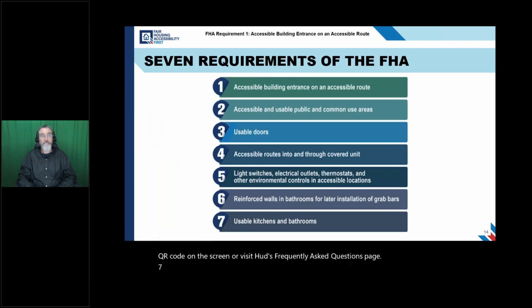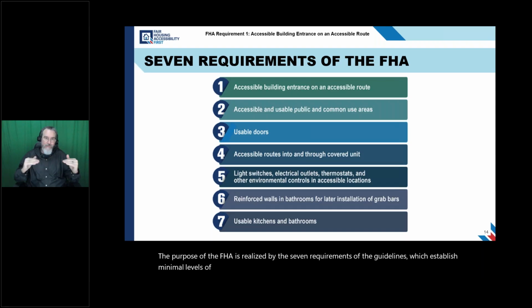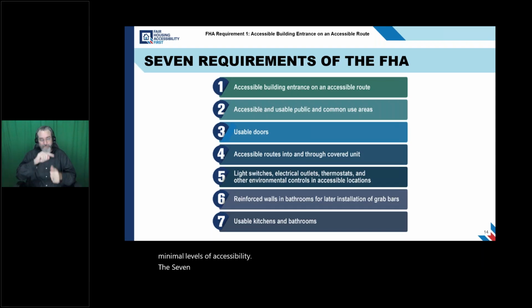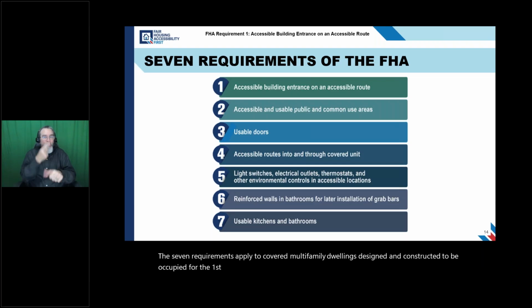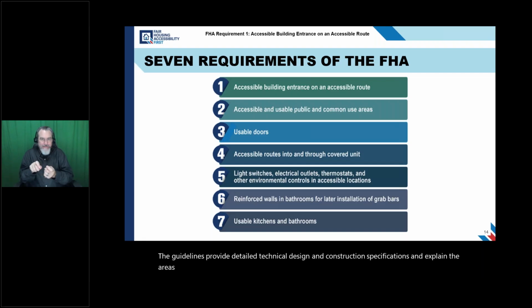7 requirements. The purpose of the FHA is realized by the 7 requirements of the guidelines, which establish minimal levels of accessibility. The 7 requirements apply to covered multifamily dwellings designed and constructed to be occupied for the first time after March 13, 1991. The guidelines provide detailed technical design and construction specifications and explain the areas of multifamily developments with accessibility obligations.